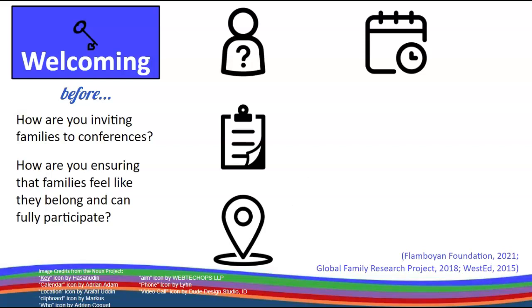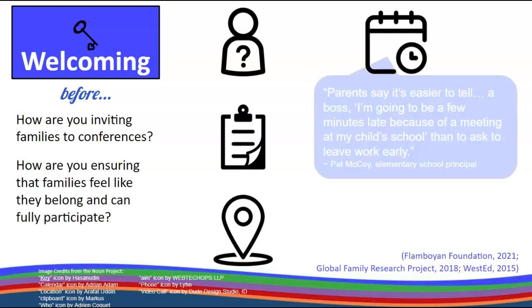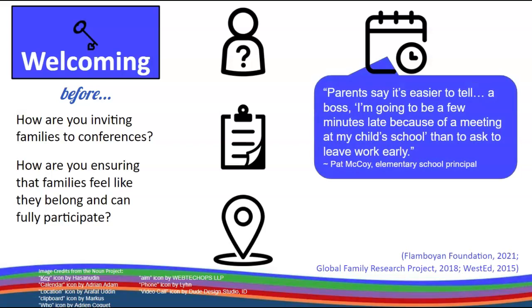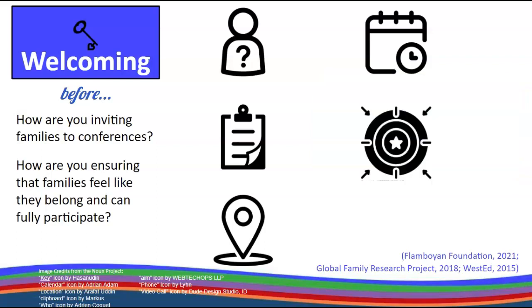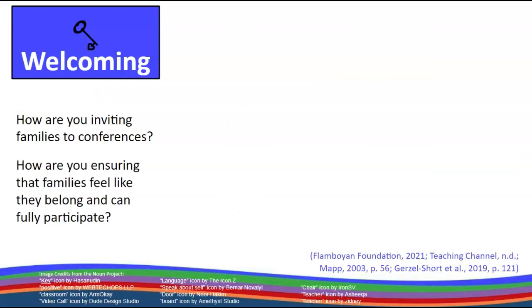Listen to what families say will work best for them as much as possible. As one school principal found, some parents may prefer to meet in the morning because it's easier to tell their employer that they will be late than ask to leave early. While most schools designate specific dates and times as part of their calendar, some families may have conflicting schedules. Offering to meet with them at another time will make them feel welcomed and build relational trust. And finally, why are conferences occurring? Explicitly state the purpose for a meeting ahead of time.